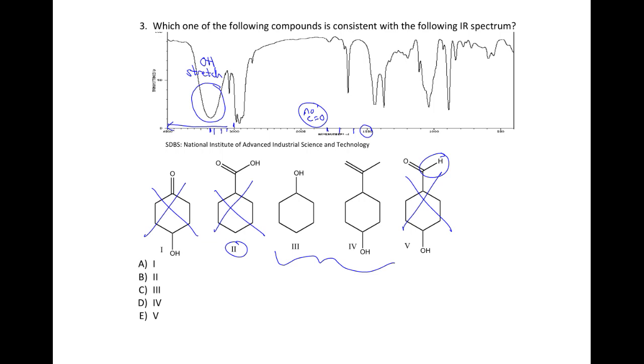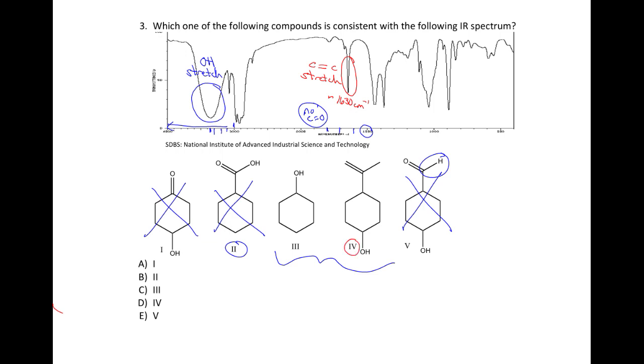But if we turn our attention to other signals that we see in here, you can see that there's a strong stretch, or I guess a medium stretch. I shouldn't have said strong. It's a medium stretch here. And this is around 1630 reciprocal centimeters. So that comes from a carbon double bond stretch. So 2 sp2 hybridized carbons. So that's an alkene stretch. Also, so that automatically you can see that it must be compound 4.